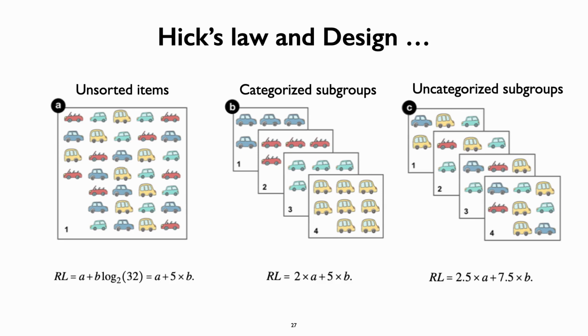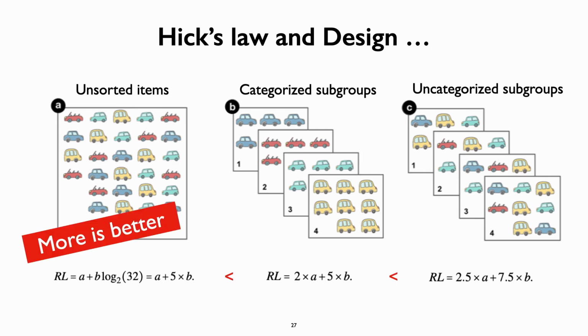The third option is to split them randomly on 4 pages. The person choosing the item will not always find the item on the first page. On average, she needs to go through 2.5 pages before finding the right one. Here, response latency is 2.5a plus 7.5b. So in fact, the optimal strategy according to Hicks Law or a logarithmic function is to display all items at once on the same page, which contradicts the Hicks-based design principle. Therefore, these design principles cannot be justified by Hicks Law, nor any other logarithmic response latency function.